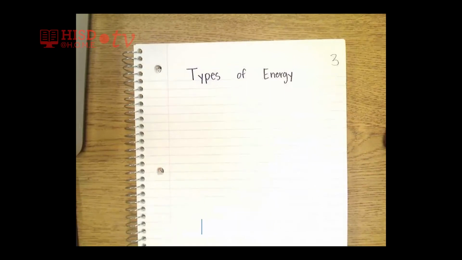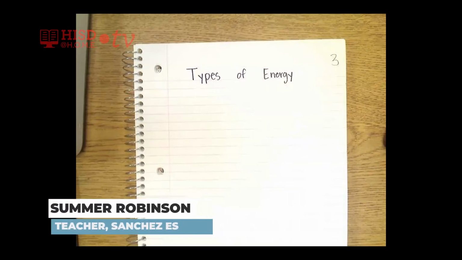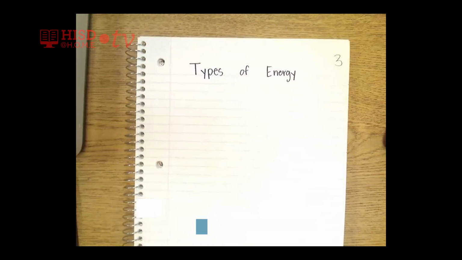So I decided to continue going over some stuff, reviewing them from earlier in the school year, and today we're going to be going over types of energy. There's all different types of energy, but in first and second grade, we talk about 3 types of energy primarily.